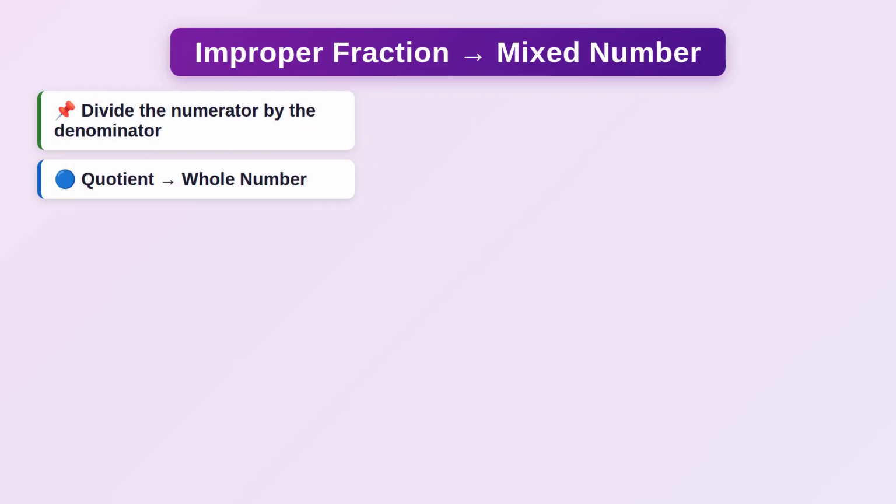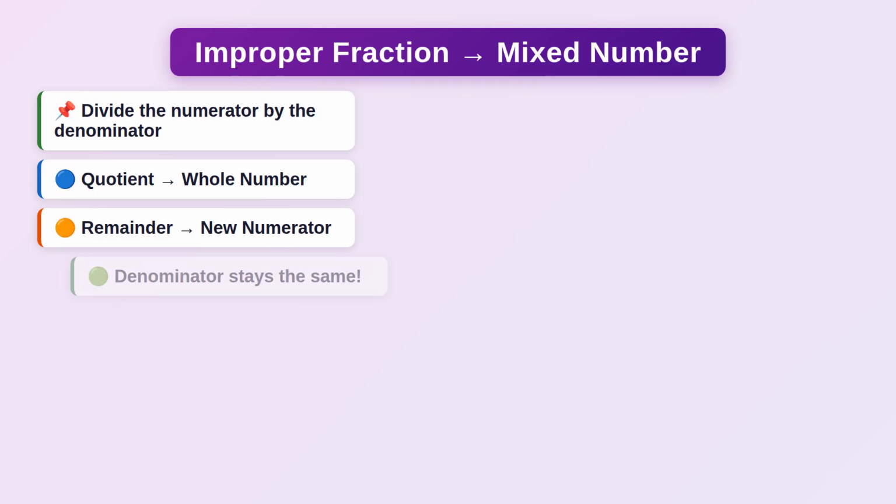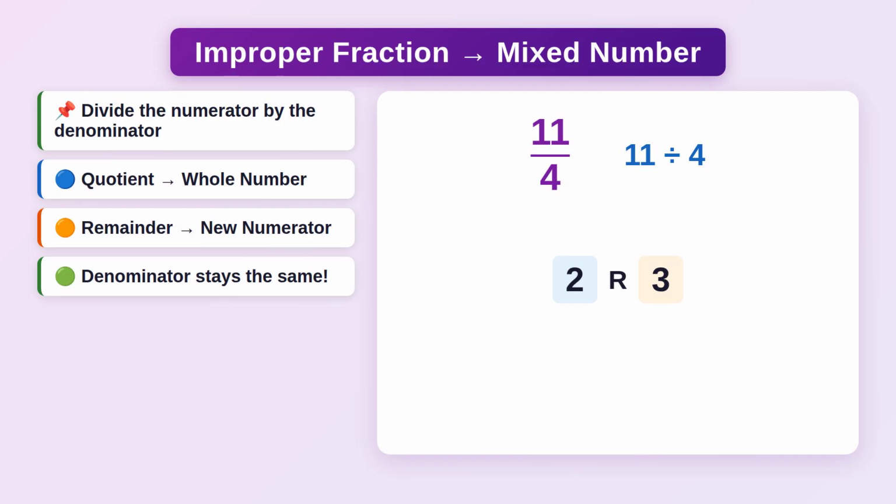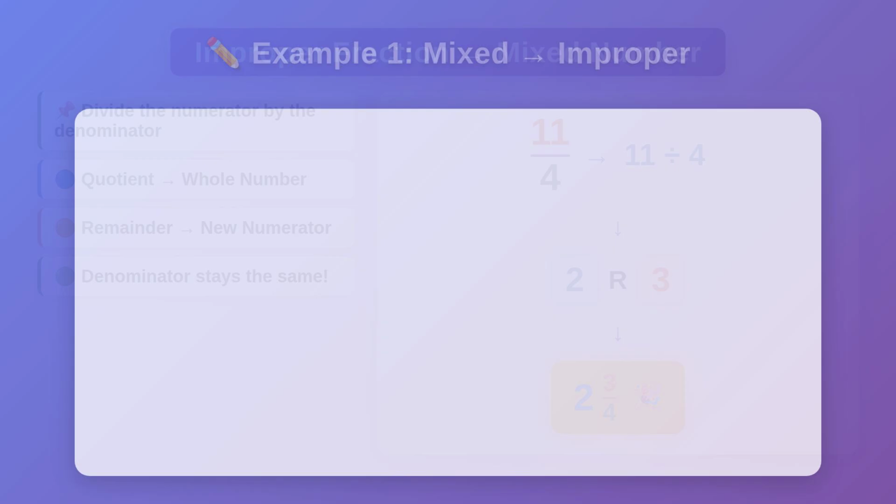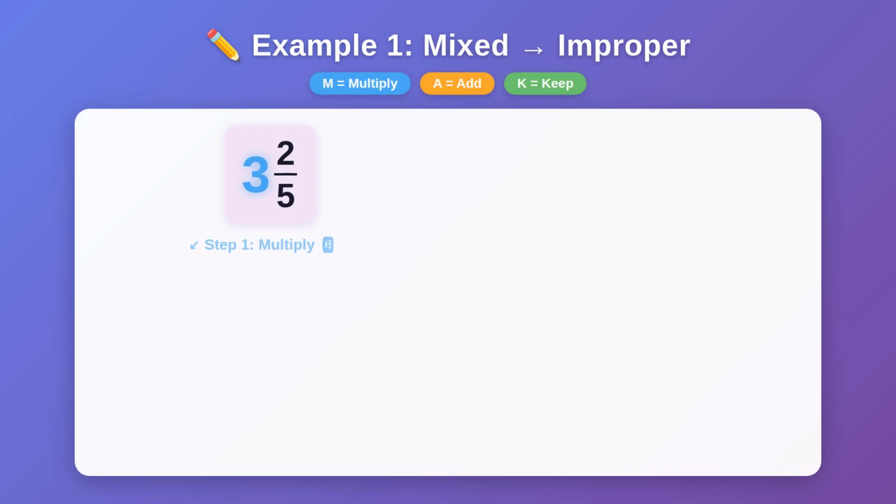Going the other direction is just as easy. To convert an improper fraction back to a mixed number, you just divide. Take the numerator and divide it by the denominator. The answer you get, the quotient, becomes your whole number. Whatever's left over, the remainder, becomes the new numerator, and the denominator stays exactly the same. So 11 divided by 4, that's 2 with a remainder of 3, so we get 2 3/4. Boom, done.